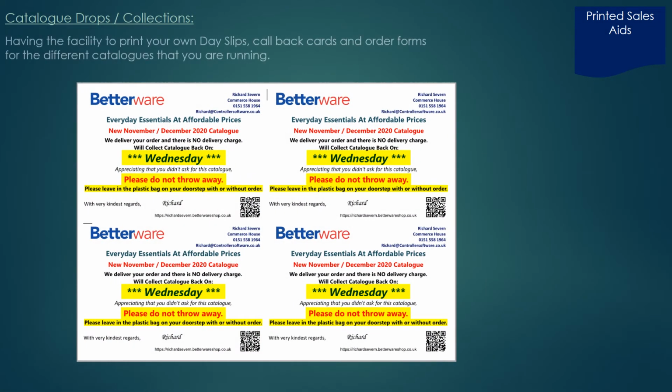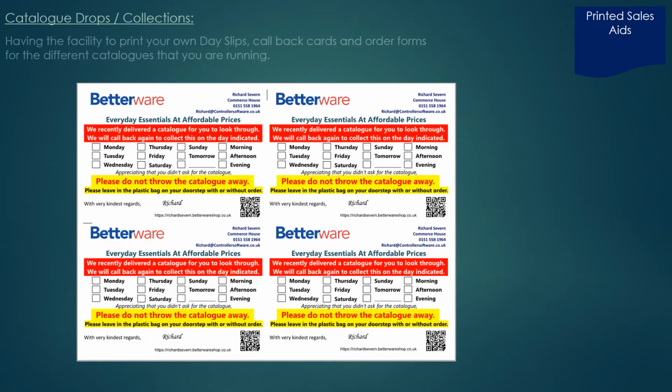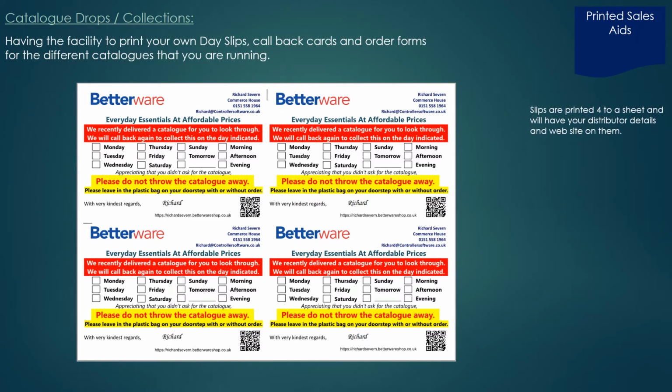Day slips are easily printed onto A4 paper, and slips are printed 4 to a sheet and will have your distributor details and website on them, along with your selected day that you intend to collect the catalogue back. Callback slips are printed in the same way, 4 to a sheet, and will have an area for you to tick to say when you're going to try and call to get the catalogue back.